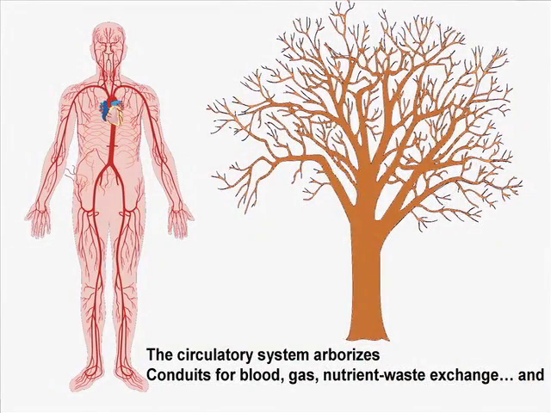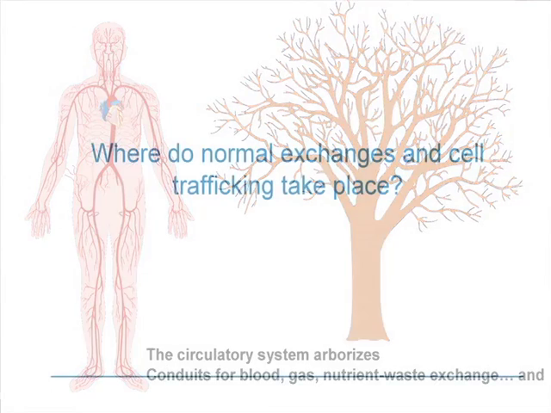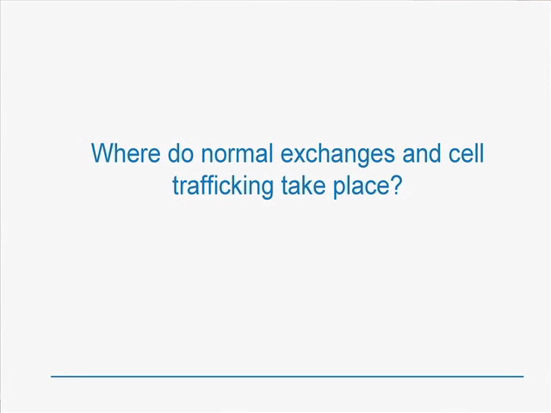Now, you all know that the circulatory system arborizes, if you will, like a tree, and that the areas of exchange as materials go through the circulation is most effective at the level of the smallest blood vessels, the capillaries and postcapillary venules. So that's where most of the action takes place.